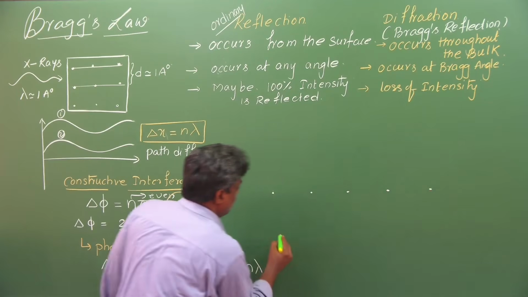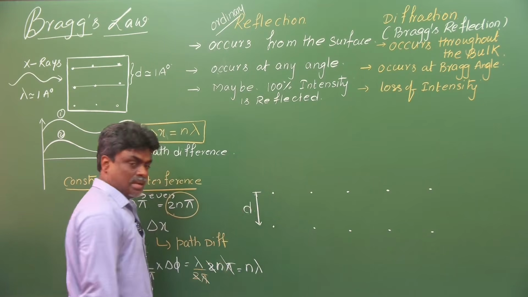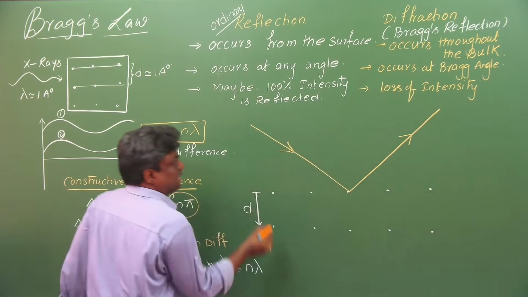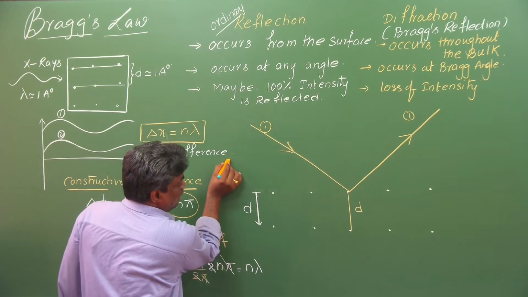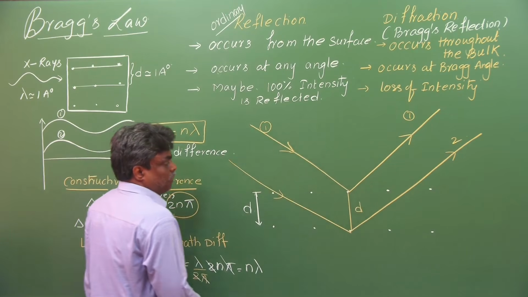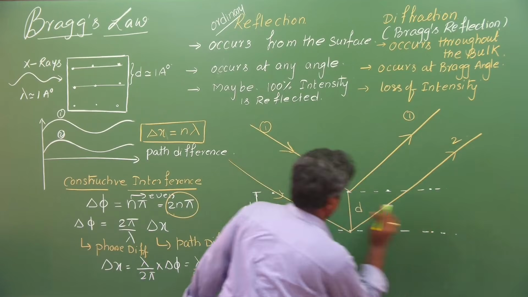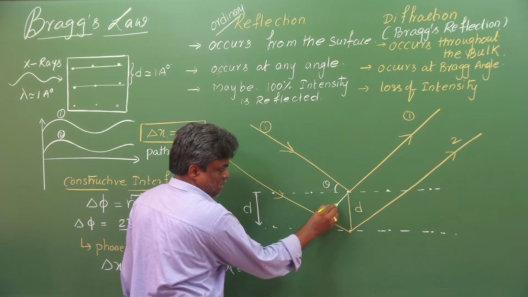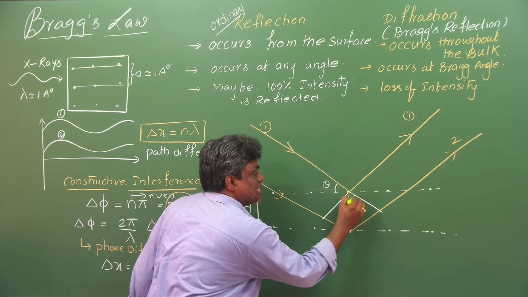Now I am taking crystal planes like this, and the interplanar separation is d. Now this is my first ray, which is going like this. Maybe you have studied this in intermediate. This is the interplanar separation, and I am considering this is the second ray, something like this. Is it okay? If you observe carefully, I am assuming this angle is theta. If this angle is theta, this is 90 minus theta.